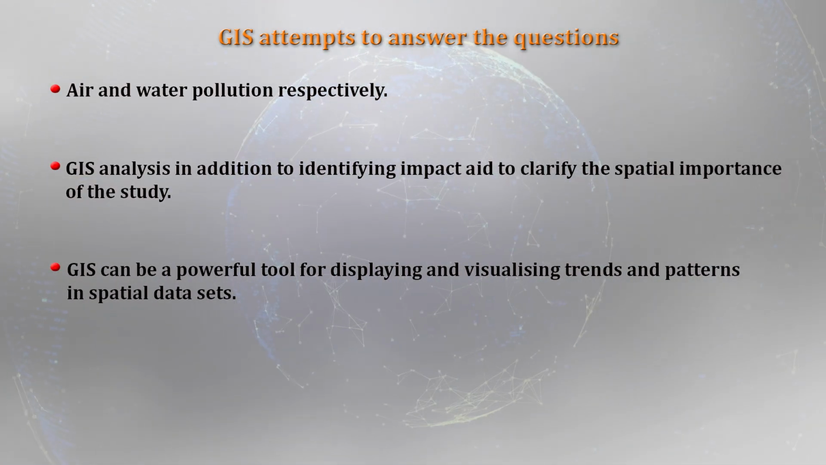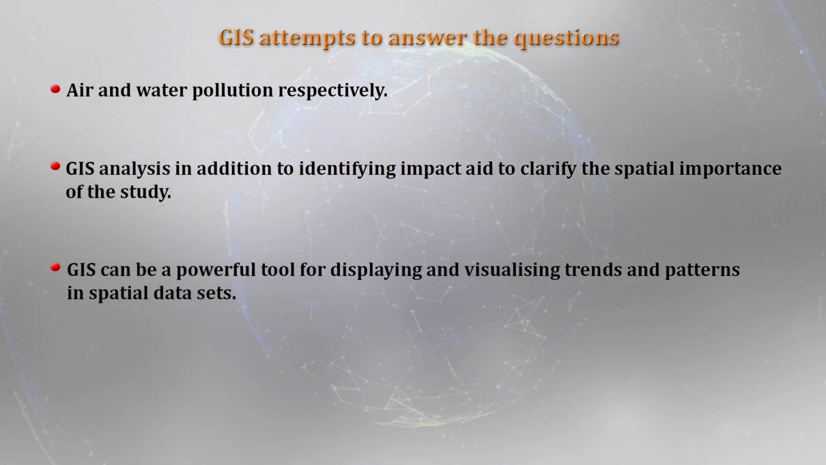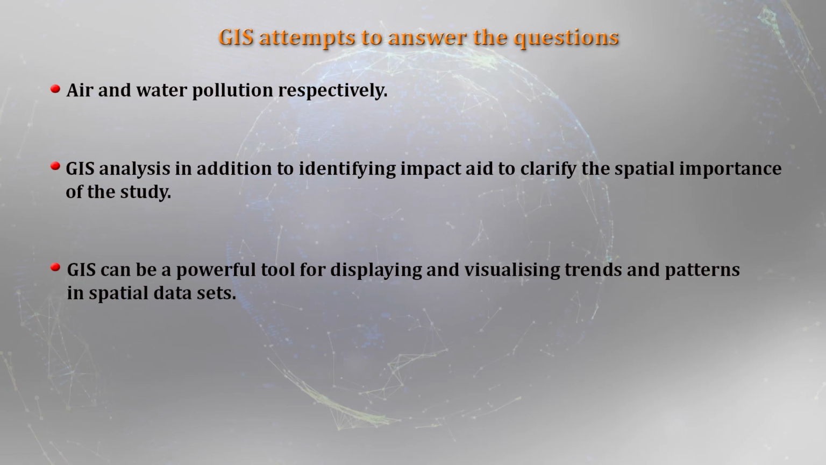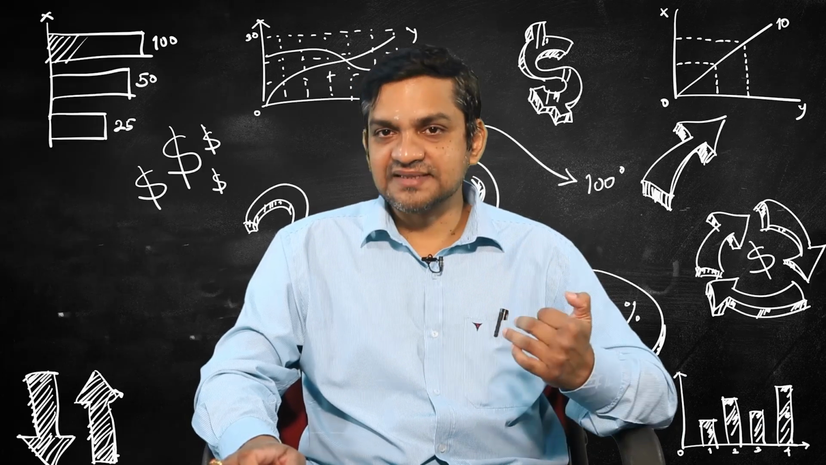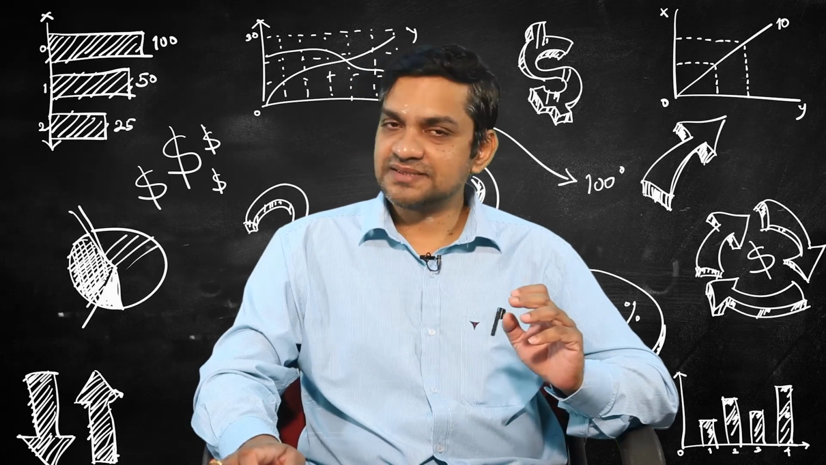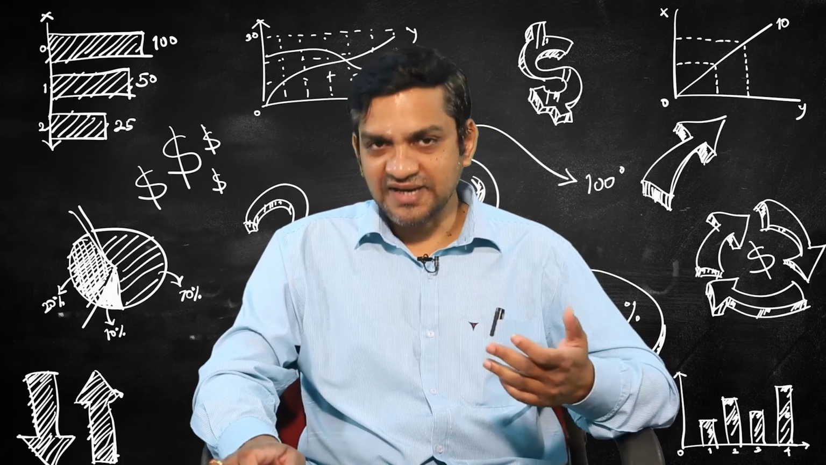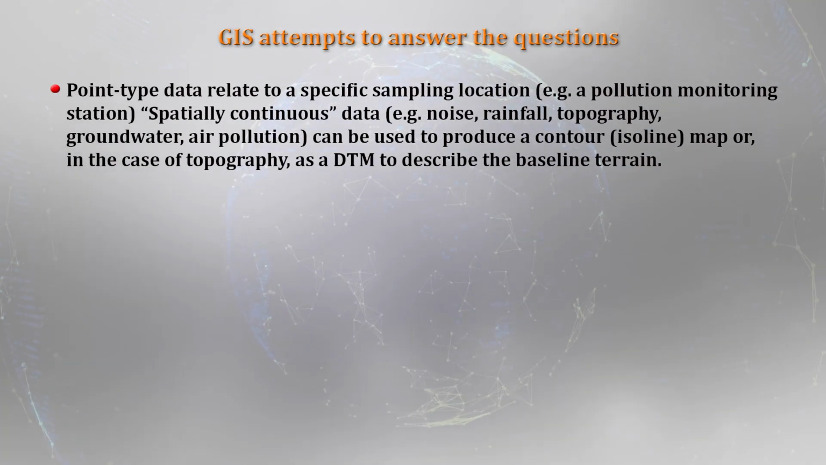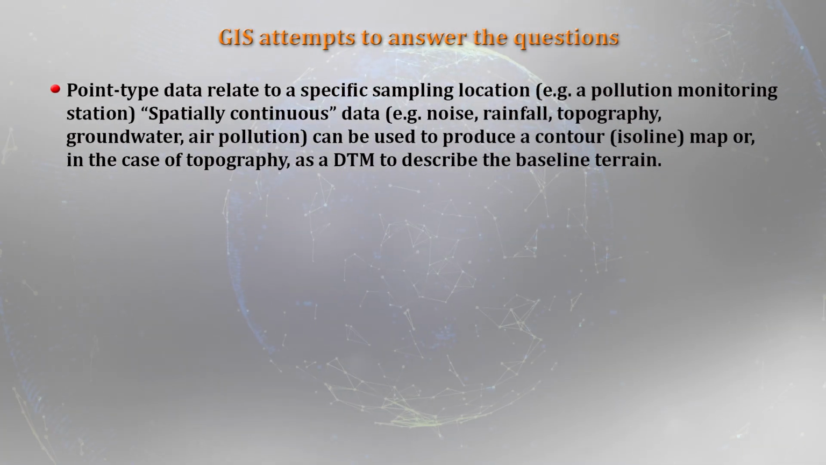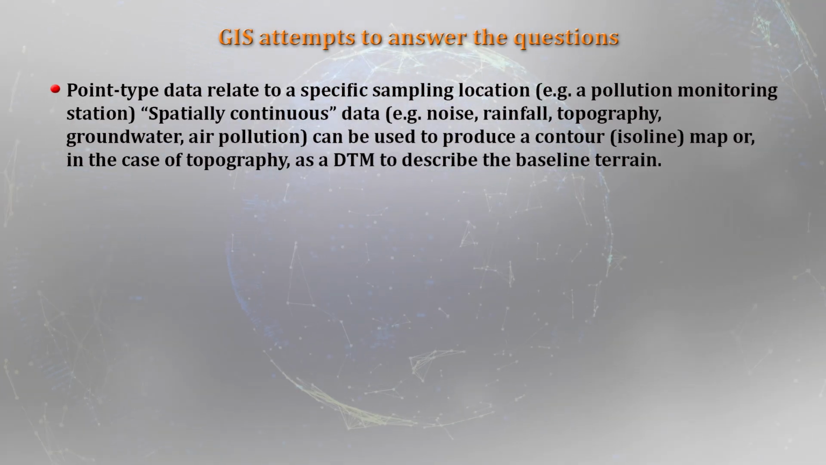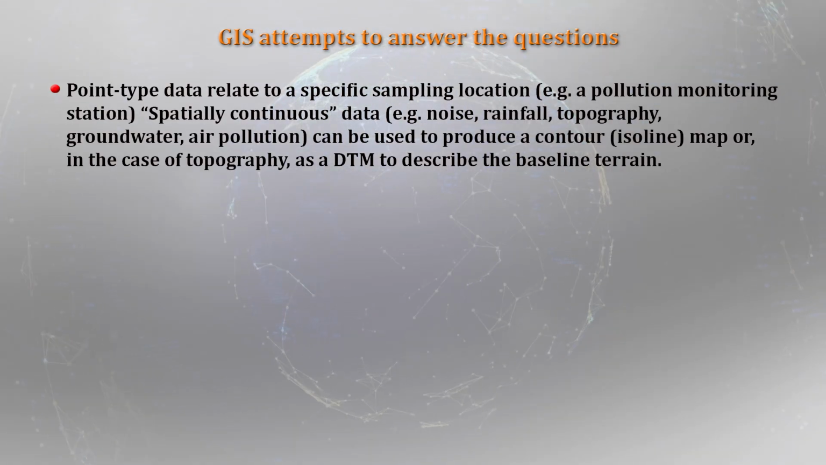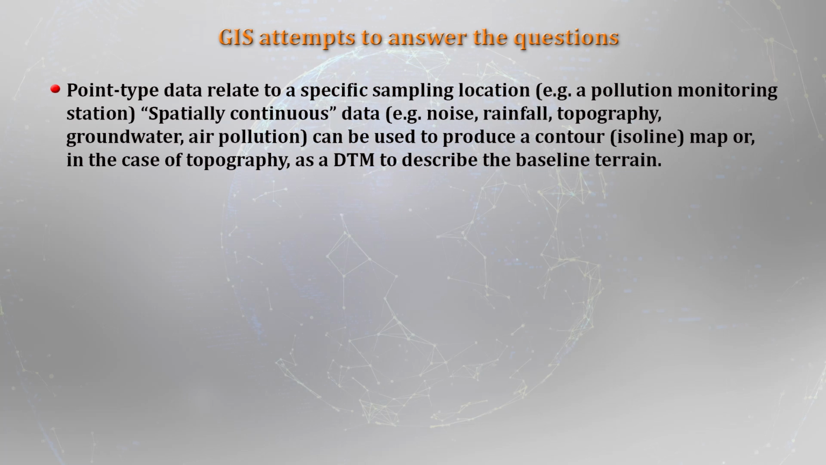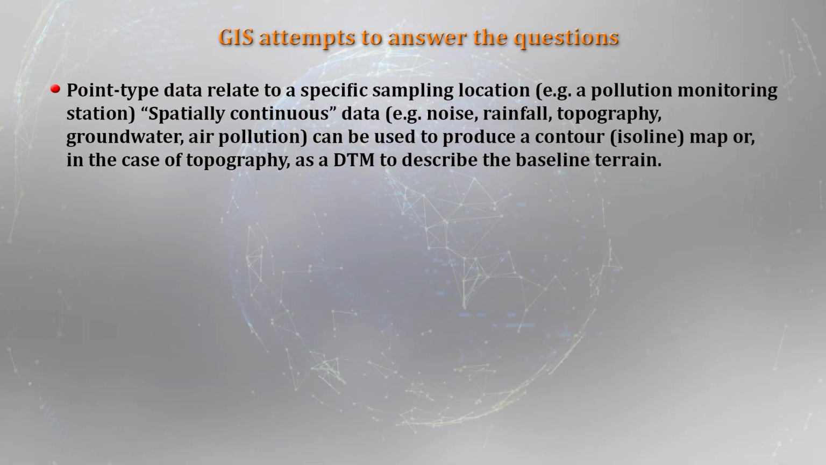And GIS can also be a powerful tool for displaying and visualizing trends and patterns in spatial data sets. It is very important, because ultimately the end result and how well we can analyze the results is the most important thing, and for that GIS is very, very useful. There is a lot of data, like point type data and line data. Point type data basically relates to specific sampling locations, pollution monitoring stations, and point sources of pollution, and this is well managed with point type data.